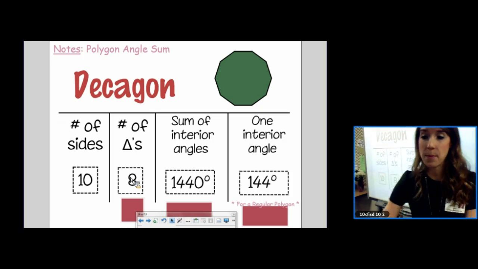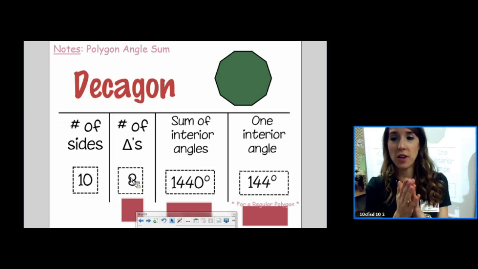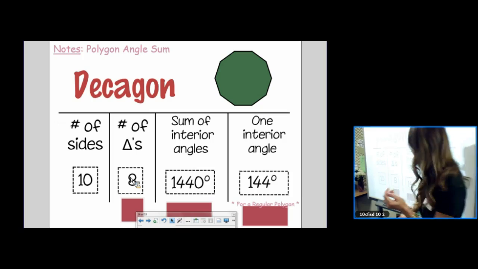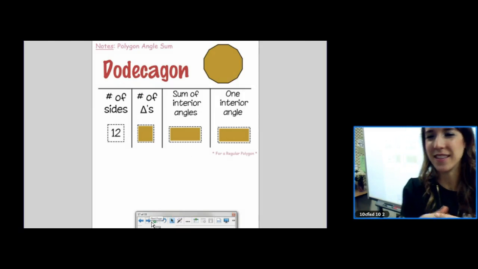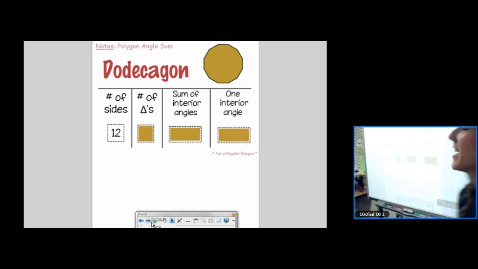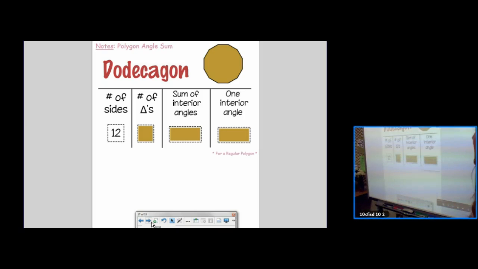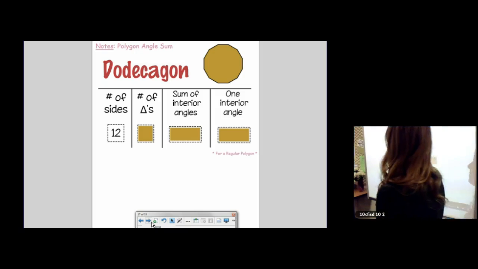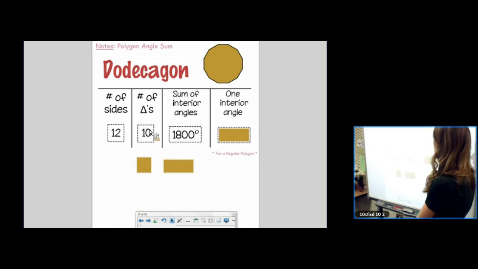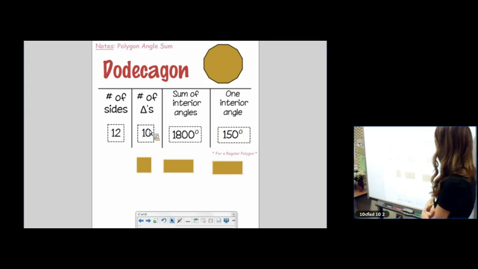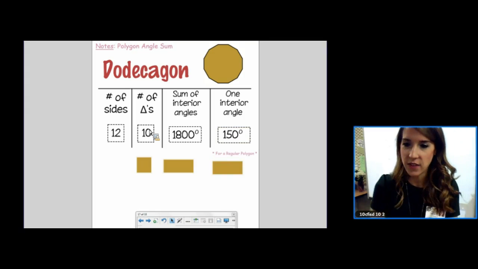When we do skip 11, our next shape is called not a decagon, but a dodecagon. It makes me think of Sound of Music, like doe, a deer, I don't know. Anyways, a dodecagon. I can't say that word without thinking Sound of Music. All right, 10 triangles, 1,800 degrees, and one interior angle is 150.